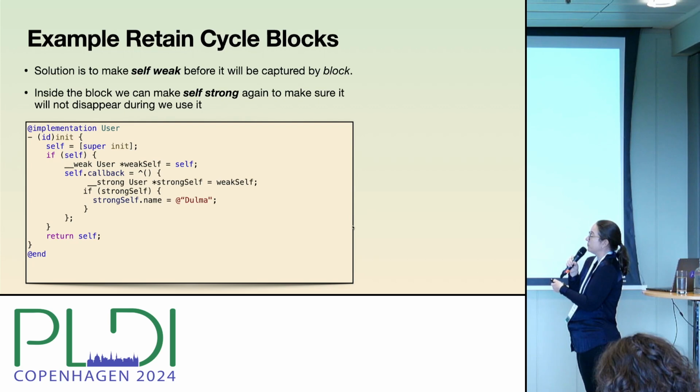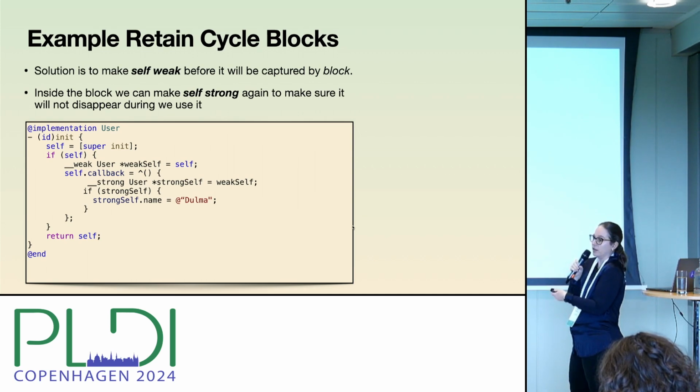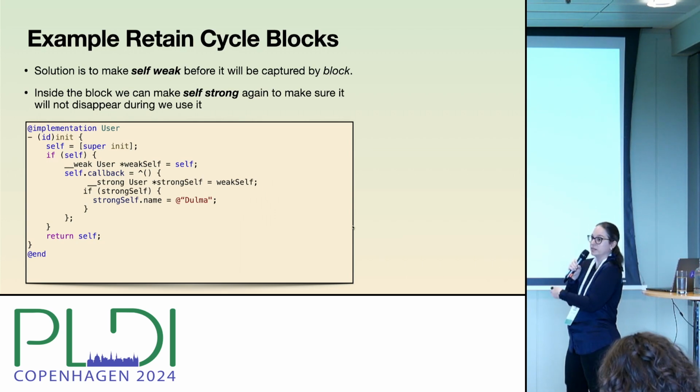and then inside the block, make the weak pointer strong again to make sure it's still there, and if it's there, use it. That's the pattern that developers use to avoid these kinds of retain cycles.